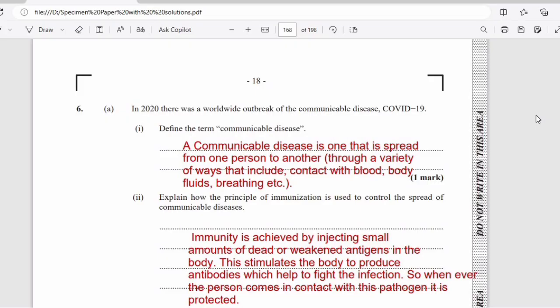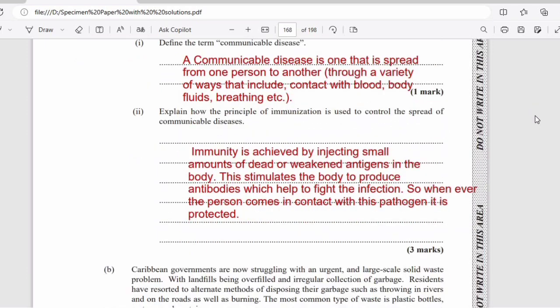Part 2 of the question: explain how the principle of immunization is used to control the spread of communicable diseases. Now, immunity is achieved by injecting small amounts of dead or weakened antigens in the body. This stimulates the body to produce antibodies which help to fight the infection. So whenever the person comes in contact with the pathogen, it is protected.